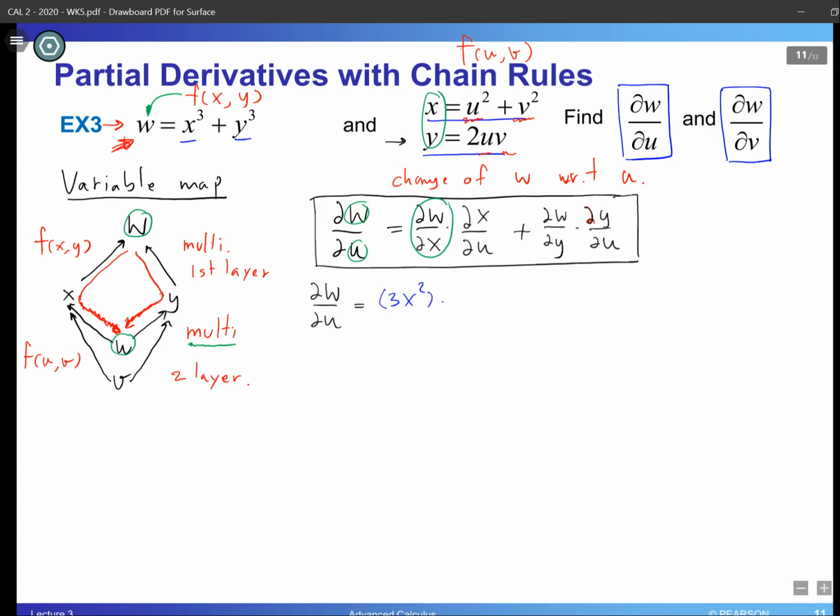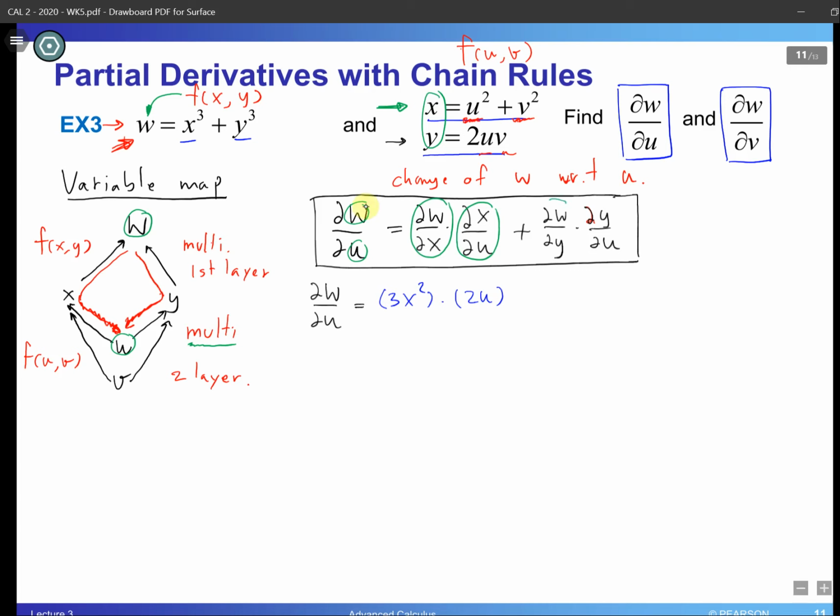Then the second term, dx by du. I need to find this partial derivative of x with respect to u. So I need to differentiate this with respect to u, and since we focus on u only, we are going to get 2u out of this term. I differentiate u squared, I get 2u. But if I differentiate v squared with respect to u, it's going to go to 0. Alright, easy. So let's move to the next one.